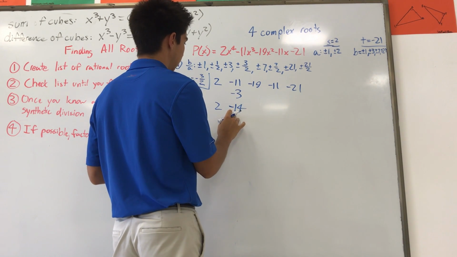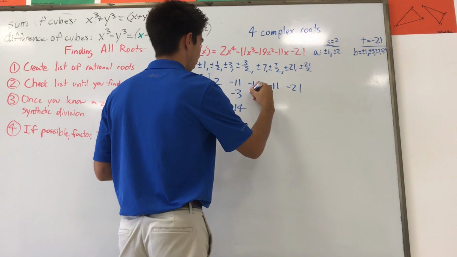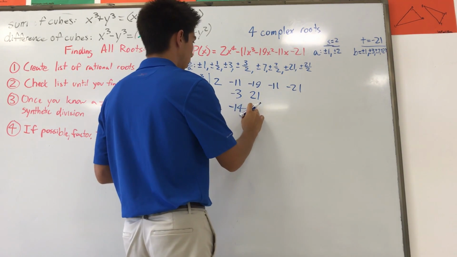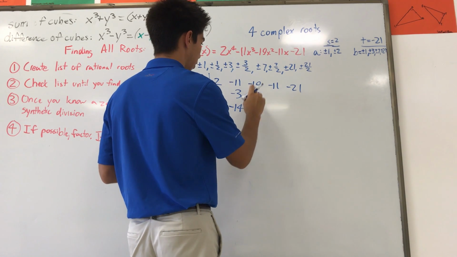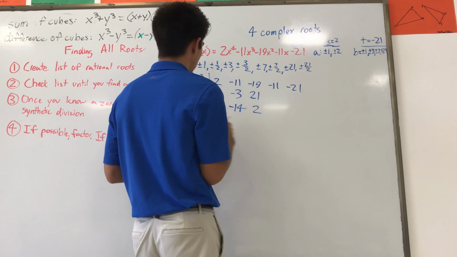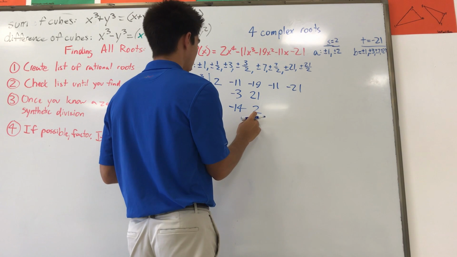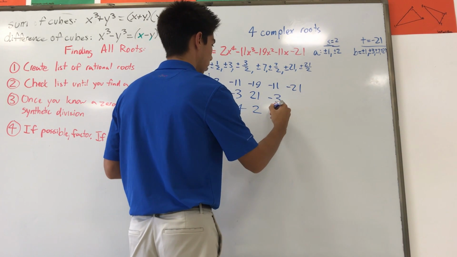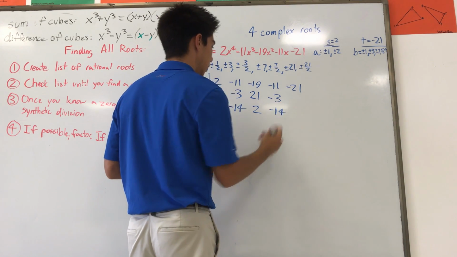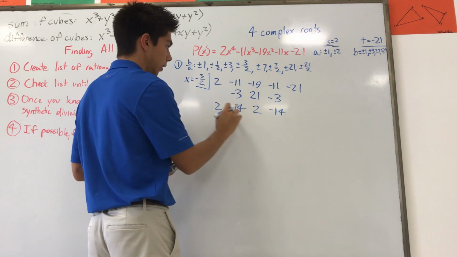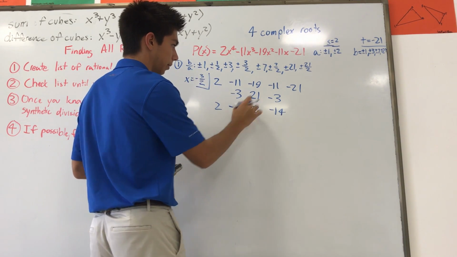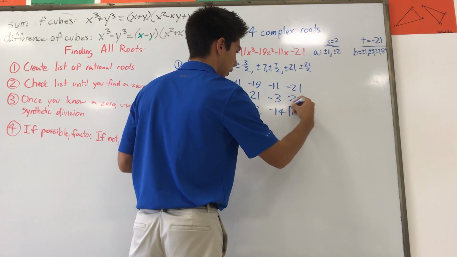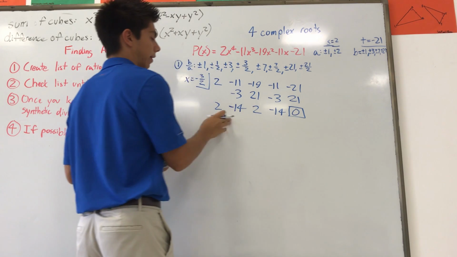Negative 3/2 times negative 14 will give me 21. I get 21, so I get a 2 here. Negative 3/2 times 2 is going to give me negative 3. This is going to be negative 14. Negative 14 times negative 3/2 is the same as we did here, this is 21. So this gives me 0. This is my remainder.